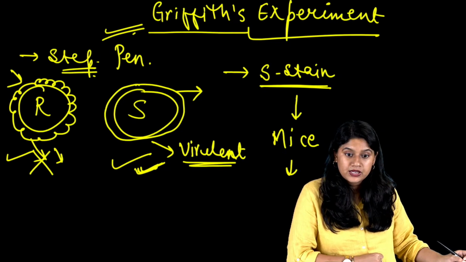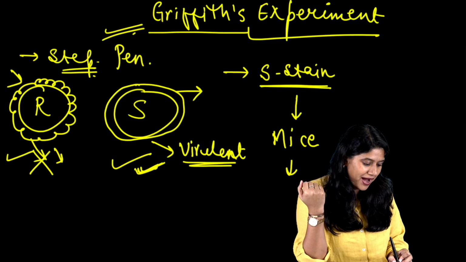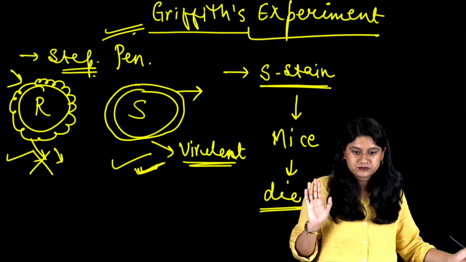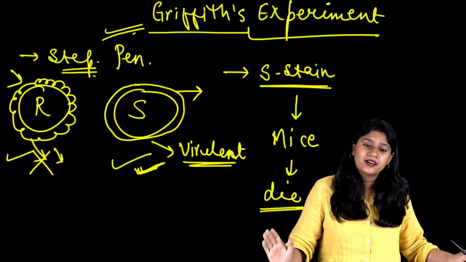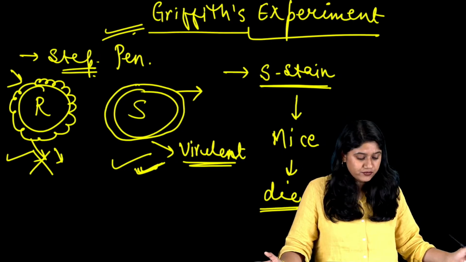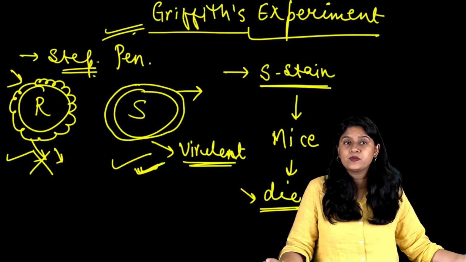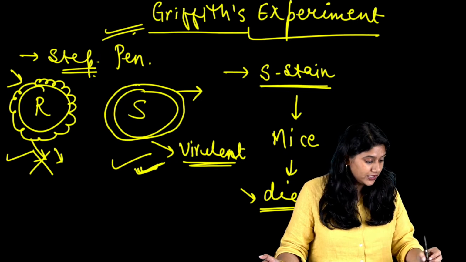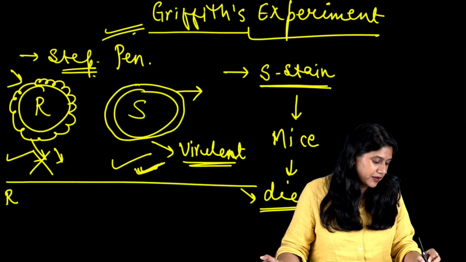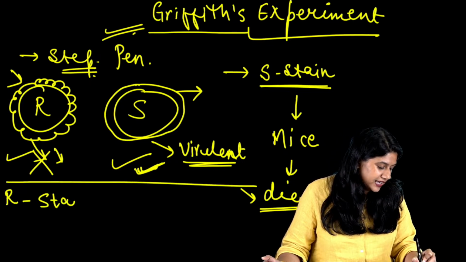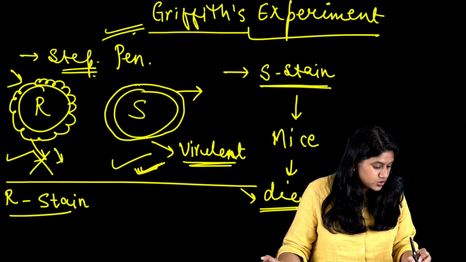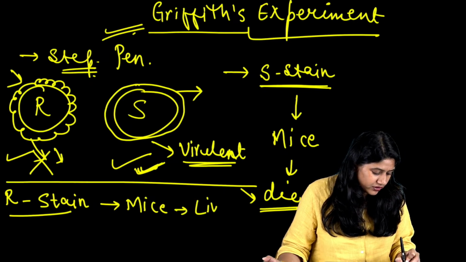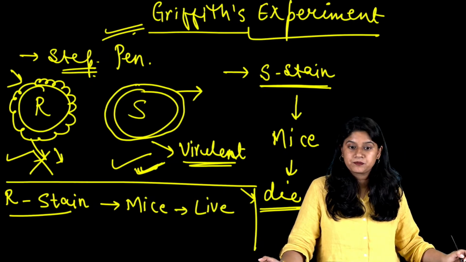Very good. Yes, we know that the mice will not be able to survive and it will die. Mice will say bye-bye. Unfortunately, we see that mice will not be able to survive. Then in one more experiment, he added the R strain to the mice, and what he saw was that the mice lived happily ever after, right?